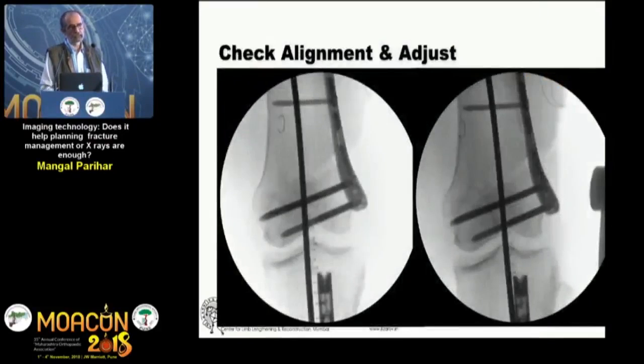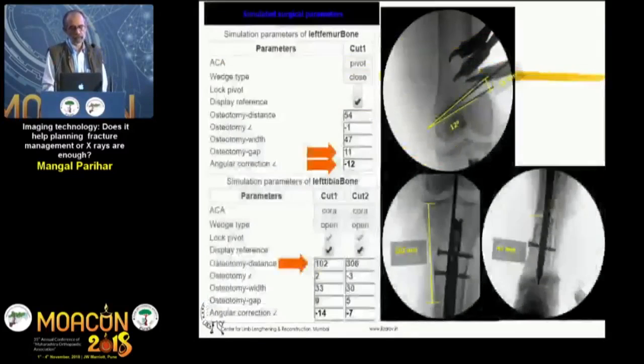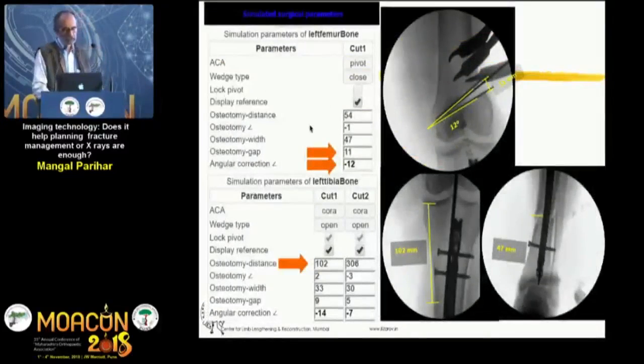You can adjust that by tightening or loosening the screw. You can increase or decrease the valgus to a certain extent and then finalize the fixation. So the important thing here is the numbers are all taken from the software. 11 millimeters of a wedge, which gives us a correction of 12 degrees. This first osteotomy is 102 millimeters from the joint line.